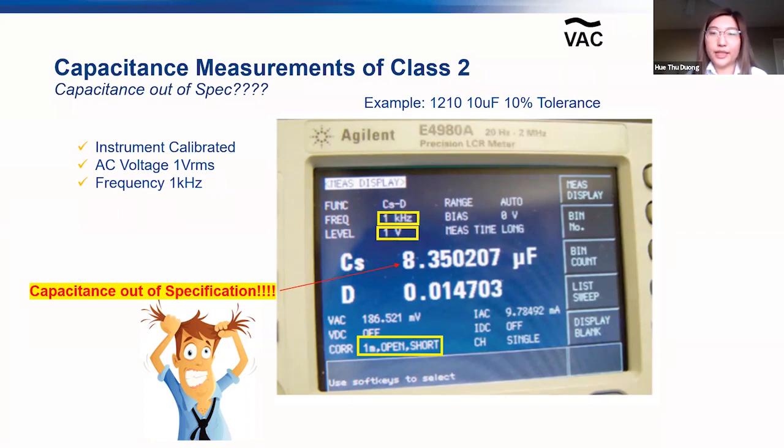Here, you can see that the actual voltage being applied to the capacitor is not actually 1 volt, but it reads 186 millivolts. Knowing that class 2 capacitors will have a shift in capacitance with AC voltage, it appears that the instrument voltage is causing the part to read incorrectly. So why does this happen?